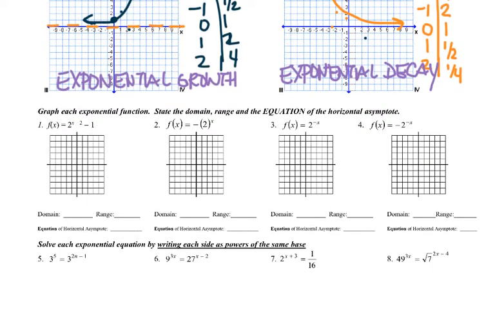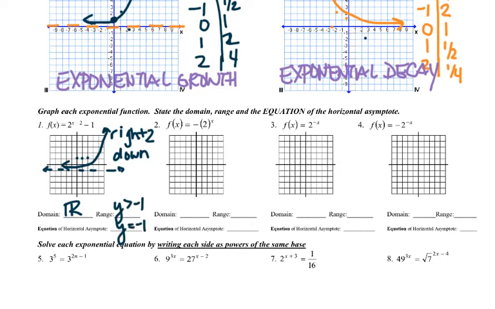So I take the parent graph here and I'm going to go right 2, down 1. So I'm going to usually shift that ordered pair (0, 1) right 2, down 1, and then my asymptote is always 1 below that. So it looks like this. The domain is always all real numbers. Here it's y is greater than negative 1 with a horizontal asymptote at negative 1.